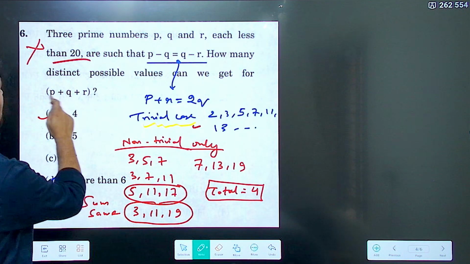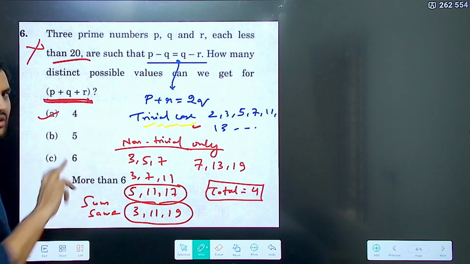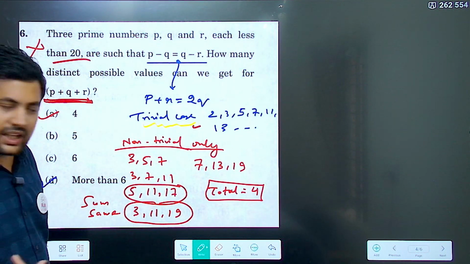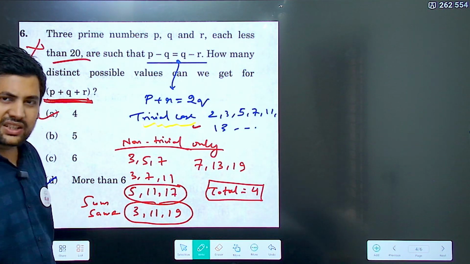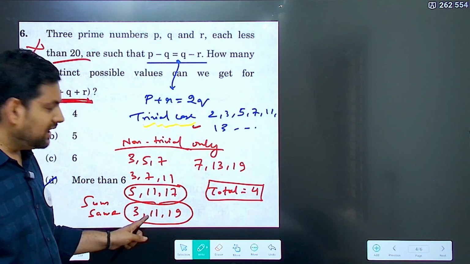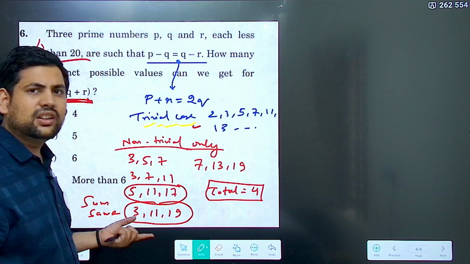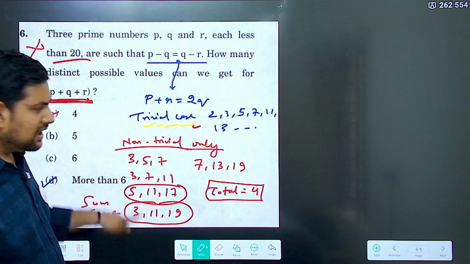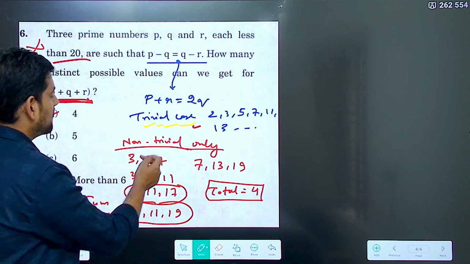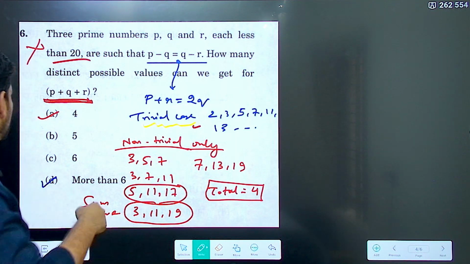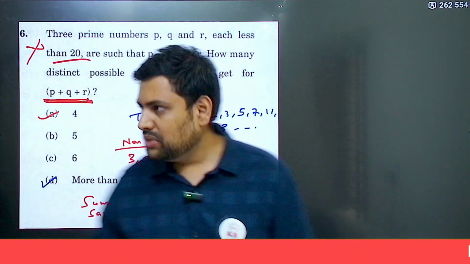It is asking how many different values of P plus Q plus R are possible. So these two have the same sum, correct? 11 plus 5 is 16, 16 plus 17 is 33. Also 19 plus 11 is 30, 30 plus 3 is 33. So both have the same sum, which is why they counted it only once. So 1, 2, 3 and 4. There are 4 such sums. The answer for them became A.